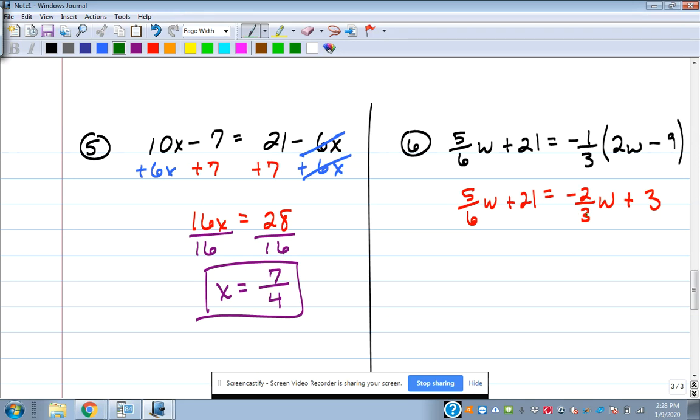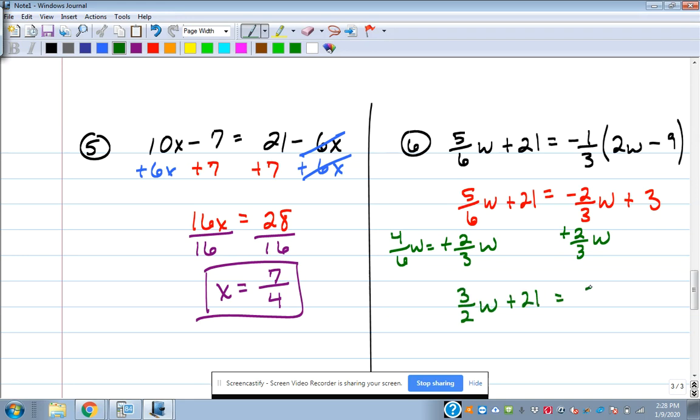Okay, by doing what? I'm going to have to add 2/3 w because it's got a like term on the other side. It's got another thing that's got w. So I'm going to add 2/3 w to the 5/6. 2/3 is the same thing as 4/6. 4/6 and 5/6 would be 9/6, which is 3 over 2.